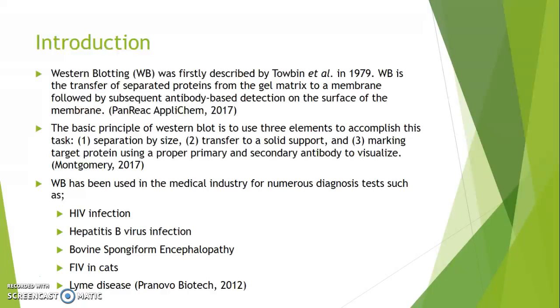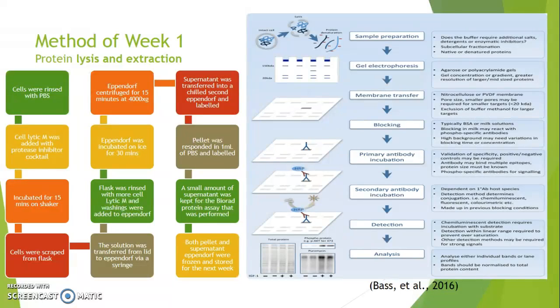Some advantages of Western blotting is that it is a highly sensitive technique. As little as 1 to 5 nanograms of an average-sized protein can be detected by Western blotting. I will now answer some of the following questions.